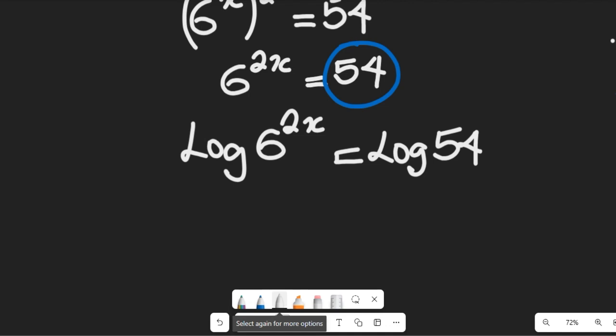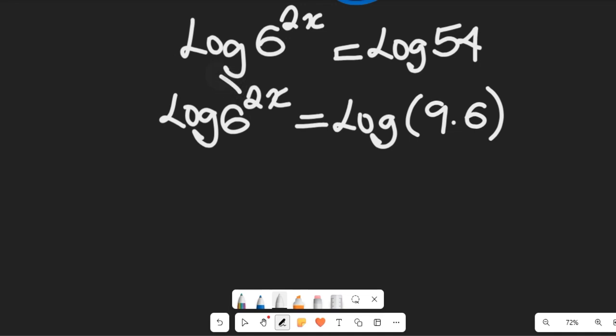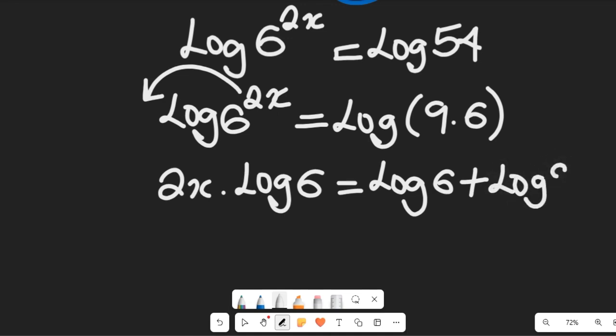Great. Now 54 can be equal to 6 times 9. So we can have the log of 6 to the power of 2x equal to the log of 9 multiplied by 6. This can be simplified, according to the law of logarithm, so we'll have our 2x multiplying the log of 6, right? And this will be equal to, simplifying this, the log of 6 plus, according to the law of logarithm, the log of 9.